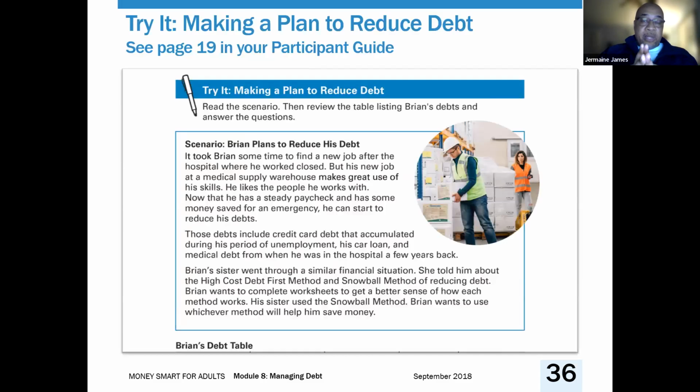Page 19 in your participant guide is making a plan to reduce your debt. Like most of the other participant guides we've listed, you look at the scenario with the table listing, read the scenario, and then answer the questions.